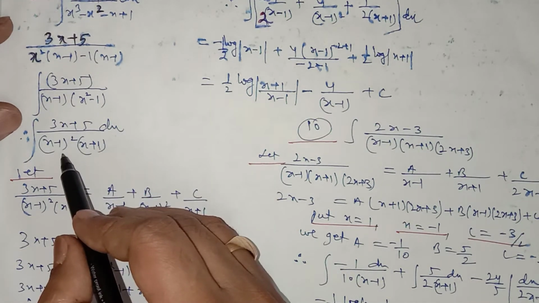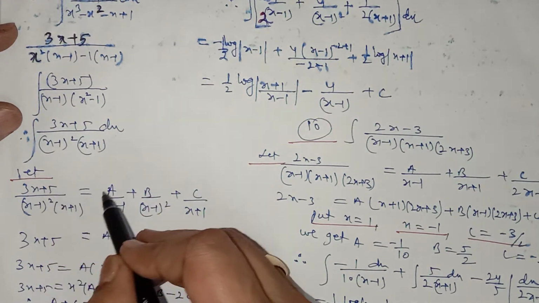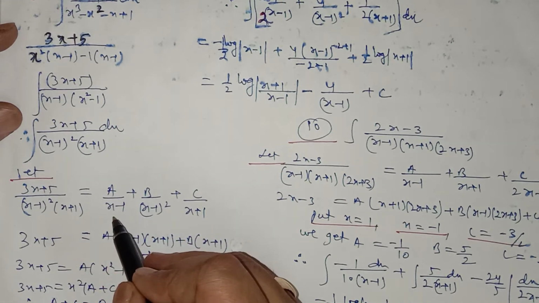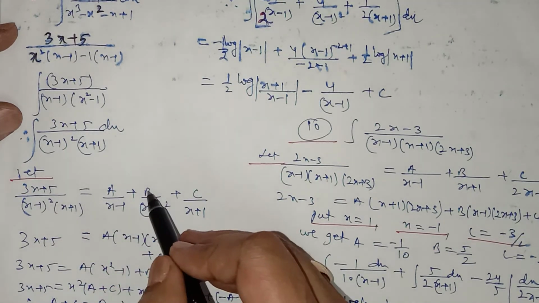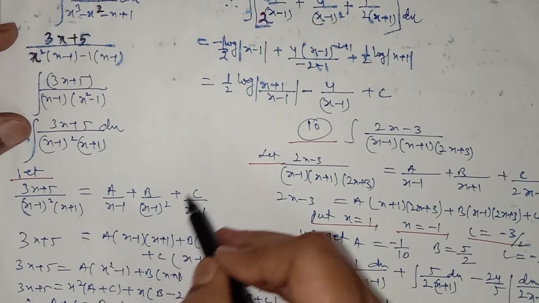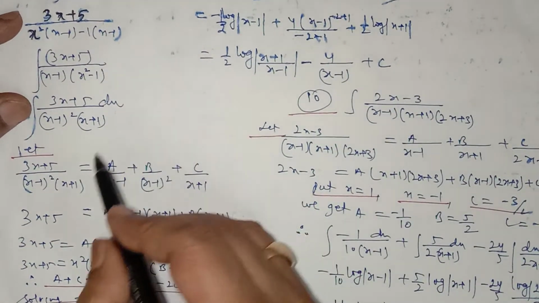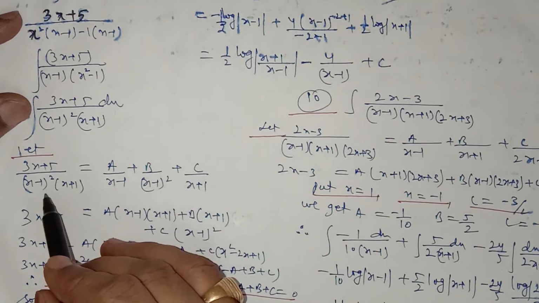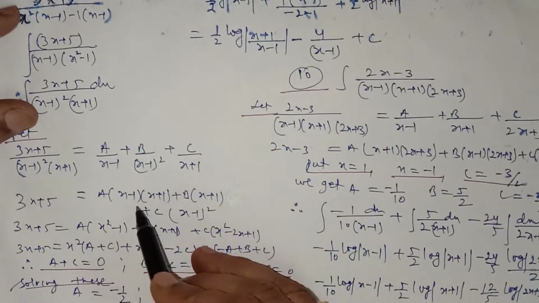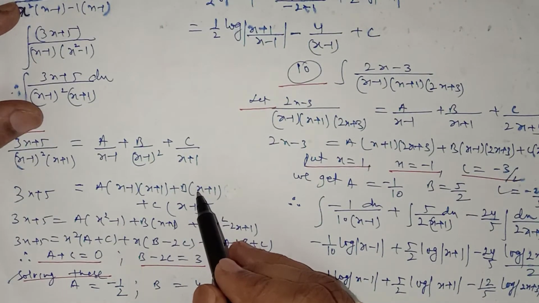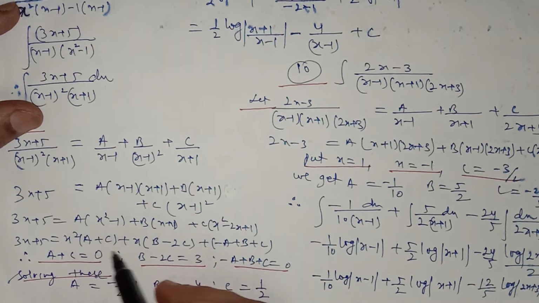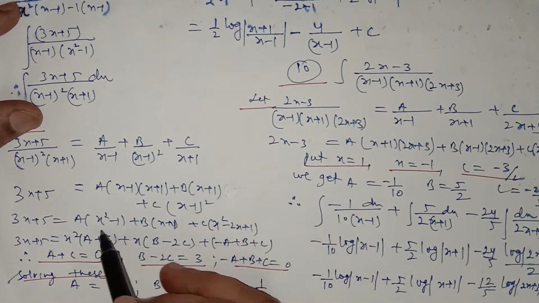When we have a whole square in one of the factors, then you have to let A upon the first factor without a square, B upon the first factor with a square, and C upon this third factor. Now, as in question number 8, on the right hand side the denominator will be cancelled out, and open the bracket and collect the terms containing x square, x, and the constant term.